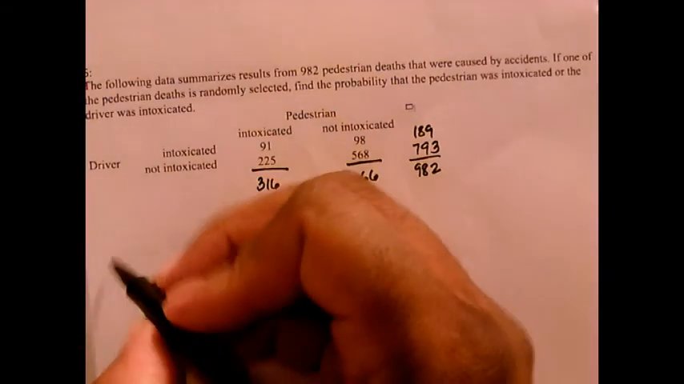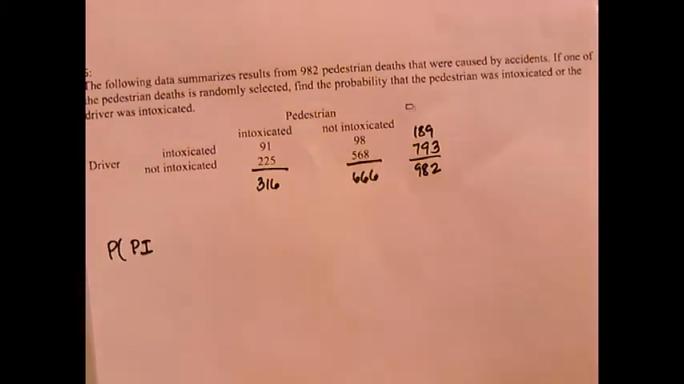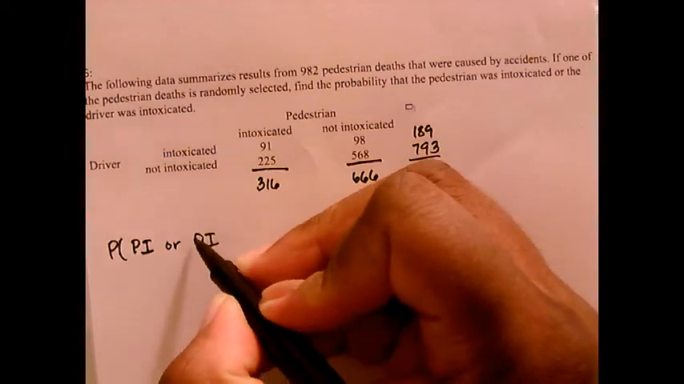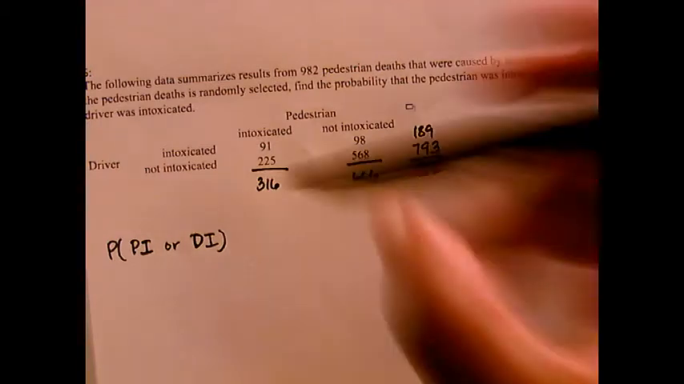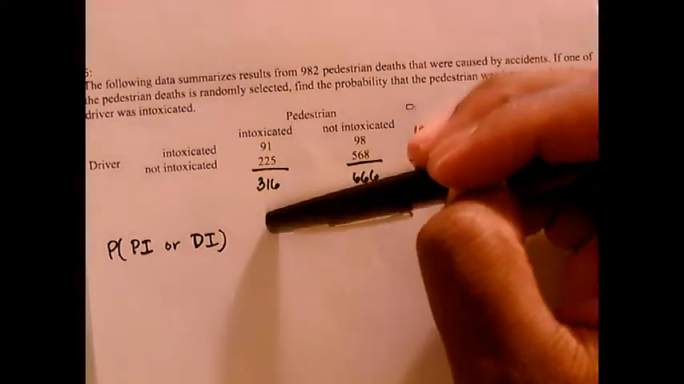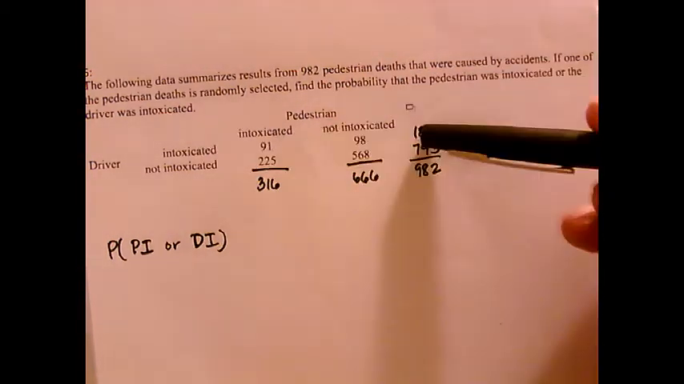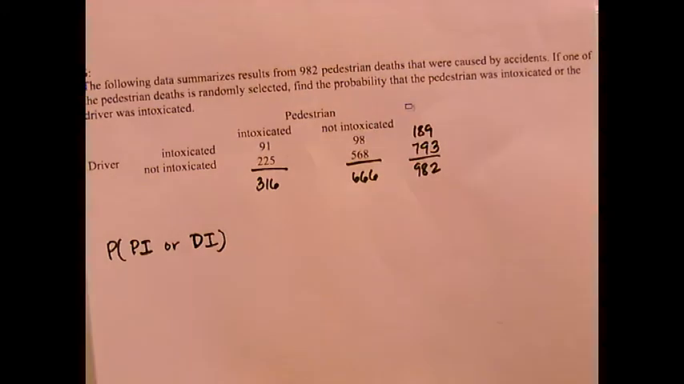Okay, so now we want the probability that the pedestrian was intoxicated, and I'm abbreviating PI for pedestrian intoxicated, or driver intoxicated. Again, DI represents driver intoxicated. Now driver intoxicated is this row, pedestrian intoxicated is this column here. There is an overlap in these two. That intersection of this row and this column is this number, which is 91.